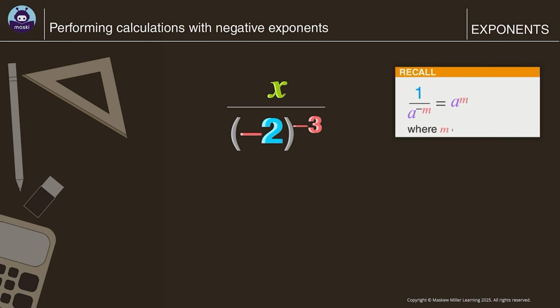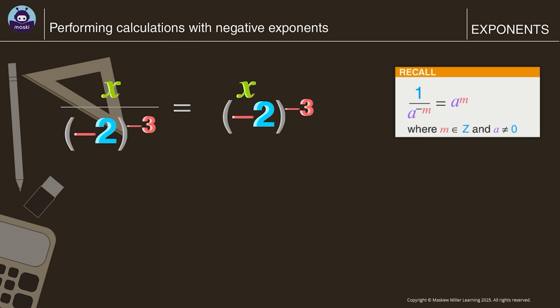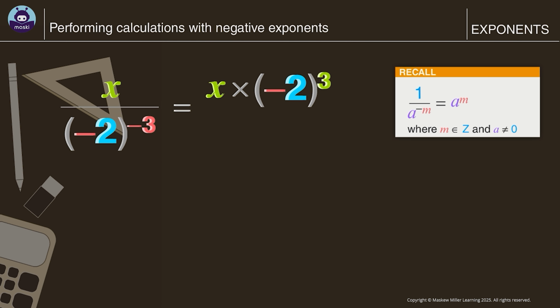Recall the rule for negative exponents. We invert the base and change the sign of the exponent. So negative 2 moves to the numerator and the sign of the exponent becomes positive. So we get x times negative 2, the whole raised to the power of 3.